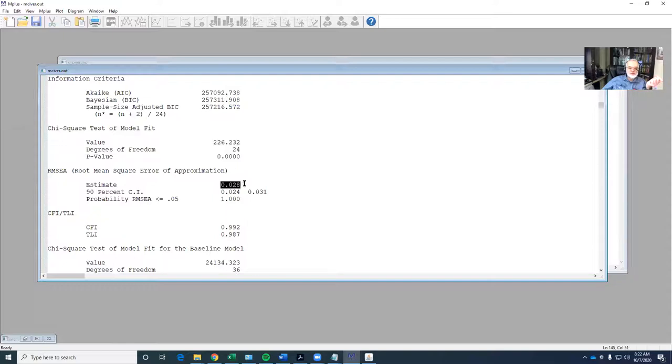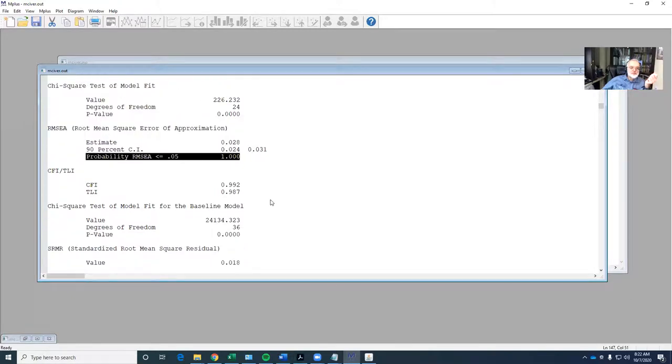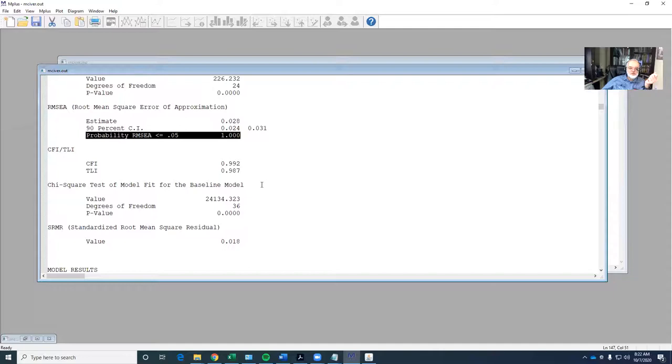Viewed in terms of the RMSEA, this is a really great model. And based on this, RMSEA less than 0.05, it's pretty sure that it's less than 0.05 in terms of the cutoff. The other things I thought you might want to take a look at are the TLI and the CFI. Generally speaking, these two numbers are going to be pretty similar. And in terms of fit, 0.99 is an excellent fit.